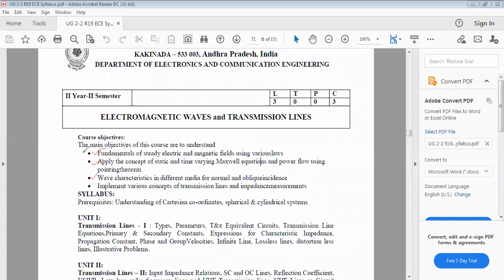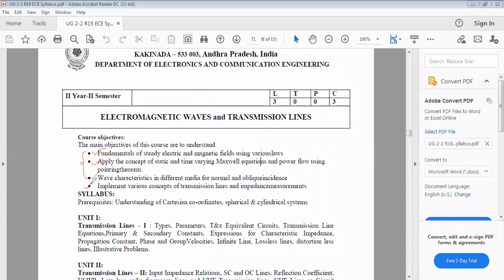Actually, this part is called electromagnetic waves, and this part is transmission lines. This EMTL subject constitutes two parts: one part is electromagnetic waves, and the second part is transmission lines. But how are electromagnetic waves and transmission lines organized in your syllabus? Actually, he started with transmission lines.